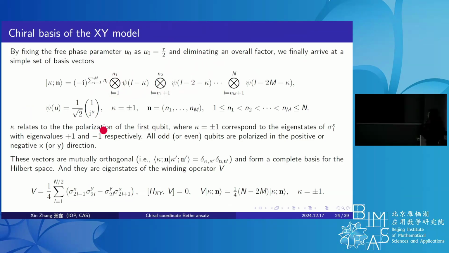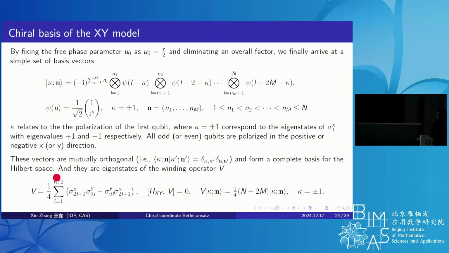This is a state, and here n is the number of kinks. Kappa can take values +1 or -1. This kappa is just related to the polarization of the first qubit. When kappa is +1 or -1, it corresponds to the eigenstate of sigma 1x with eigenvalues +1 or -1. In this space, all the odd qubits are polarized in the positive or negative x direction, and all the even qubits are polarized in the positive or negative y direction.